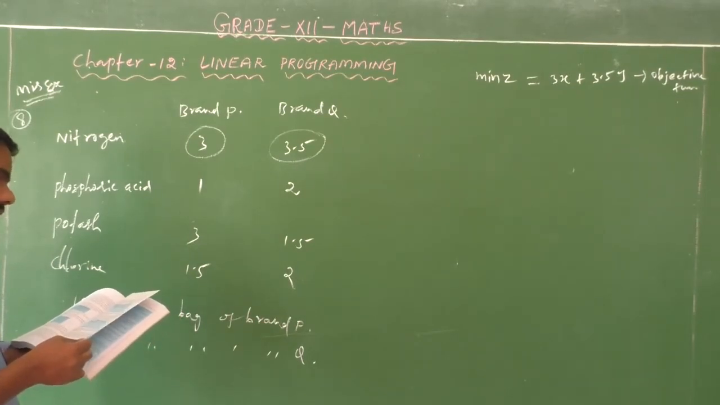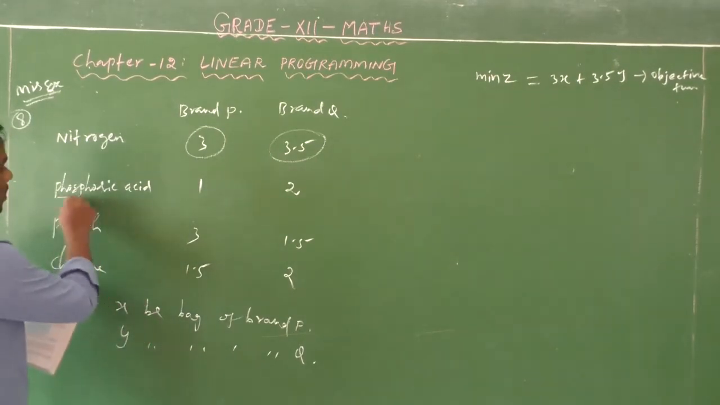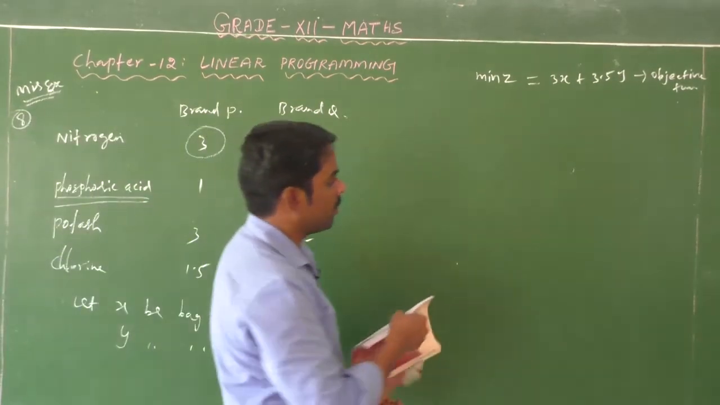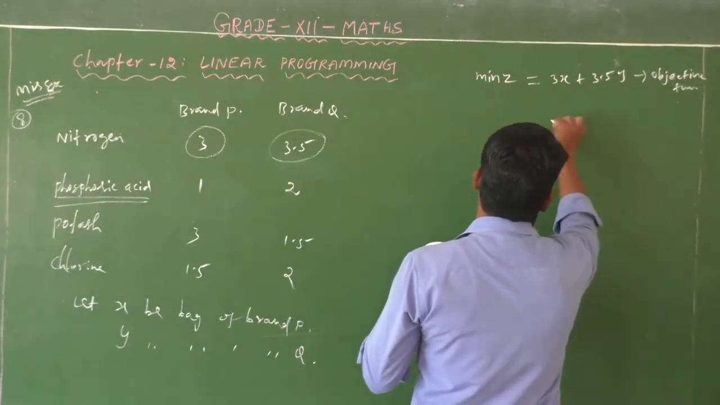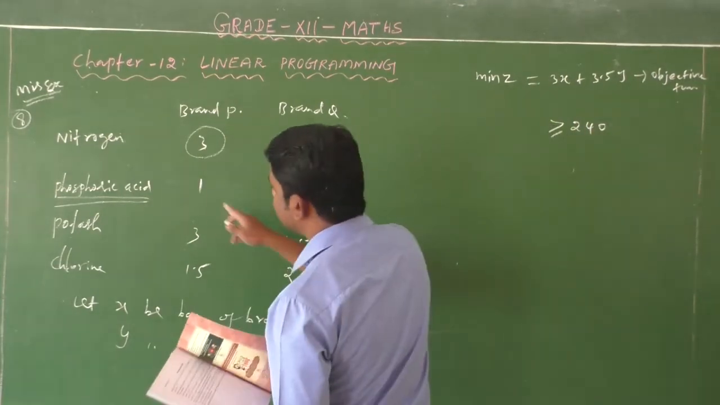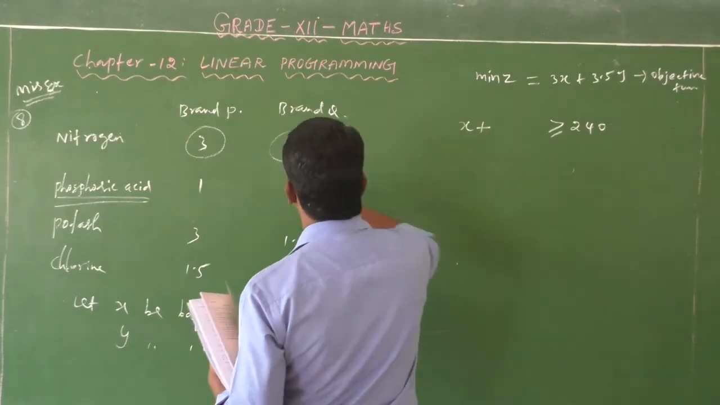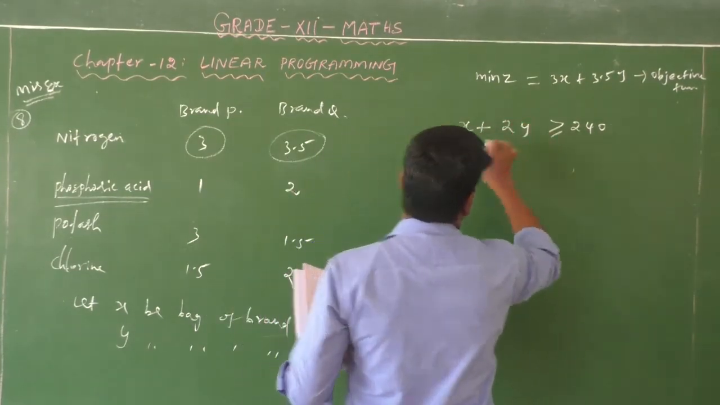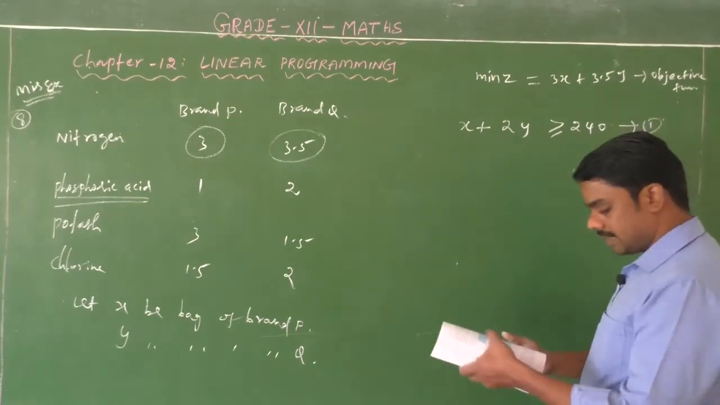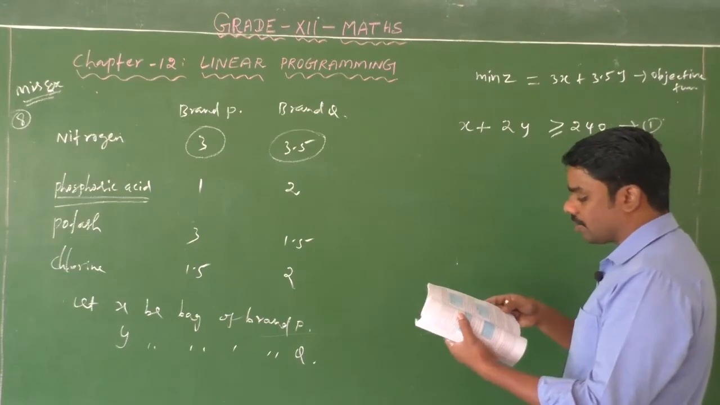Next, the given constraints indicate that the garden needs at least 240 kg of phosphoric acid. At least means greater than or equal to 240. Phosphoric acid has 1 kg of brand P and 2 kg of brand Q, so 1x plus 2y is greater than or equal to 240. This is the first constraint.